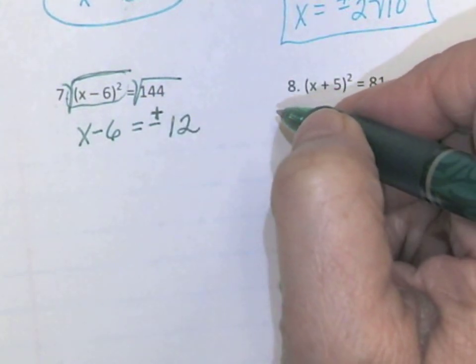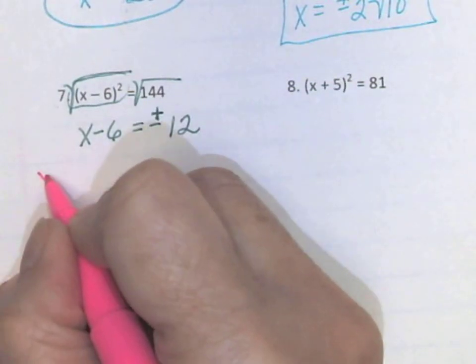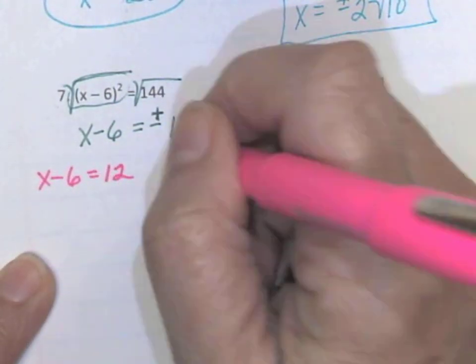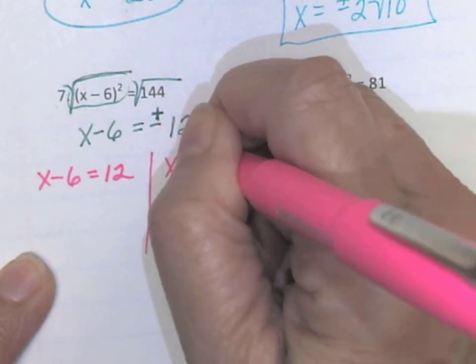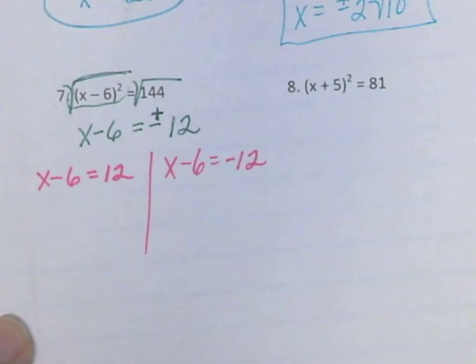At this point, I'm going to make 2 equations. Remember how when I factored, I made 2 equations and solved them both? This is the same thing. I have that x minus 6 could equal 12, but I also know that x minus 6 could equal negative 12. This is how I take care of both the positive and the negative answers. I have to solve both equations.